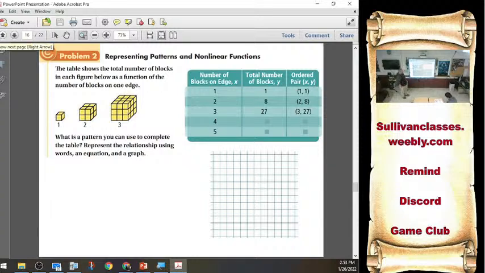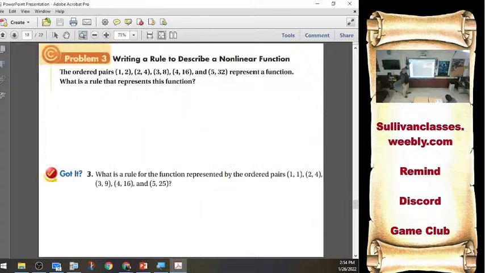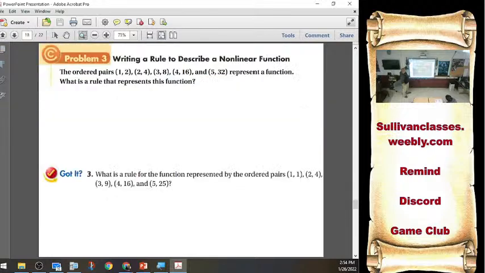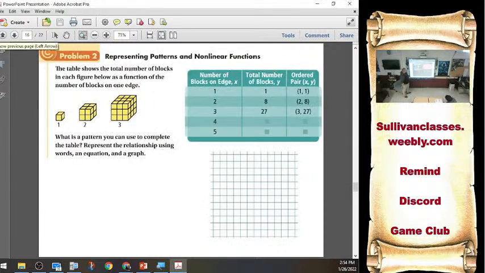Okay. So representing the patterns in nonlinear functions, isn't this what we just did? Fill in the table, make words, equation, graph. That's what we were doing last time. Now it's just the equations are getting uglier. Can we make the equation from something that's not a line anymore? Let me double check what we got here. Problem 3, right? Oh yeah, we got this.